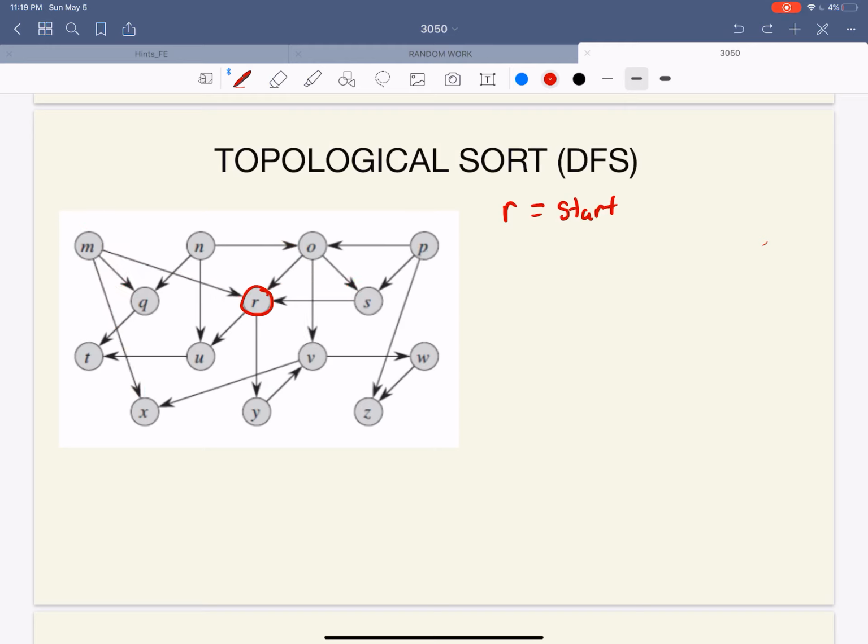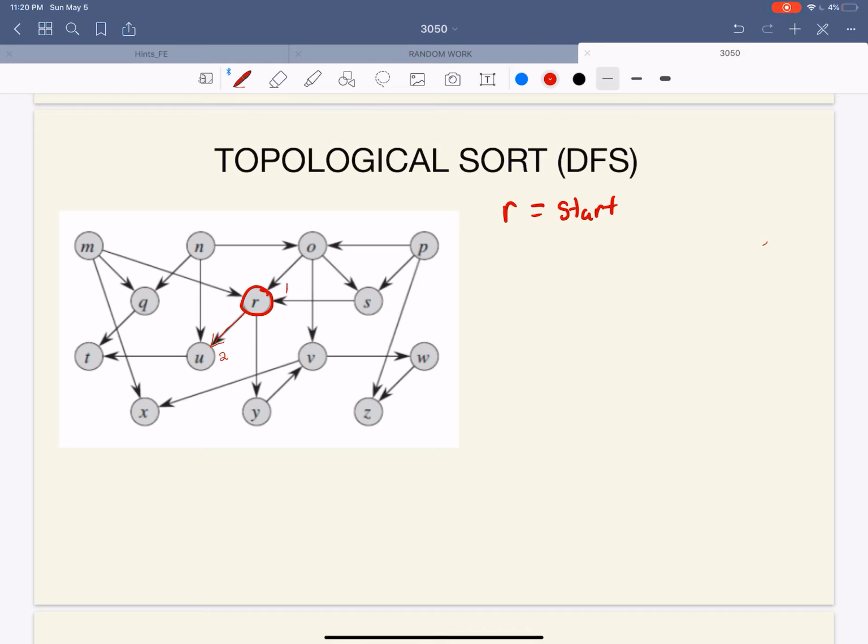So from R, we're going to go in alphabetical order. So the first thing you want to do with this that I think makes it the simplest is use timestamps. So R is going to be 1. Then we go down R, and you have two options. You can go to U, you can go to Y. We're going to go to U because it comes before Y. So U, we're going to make this 2.